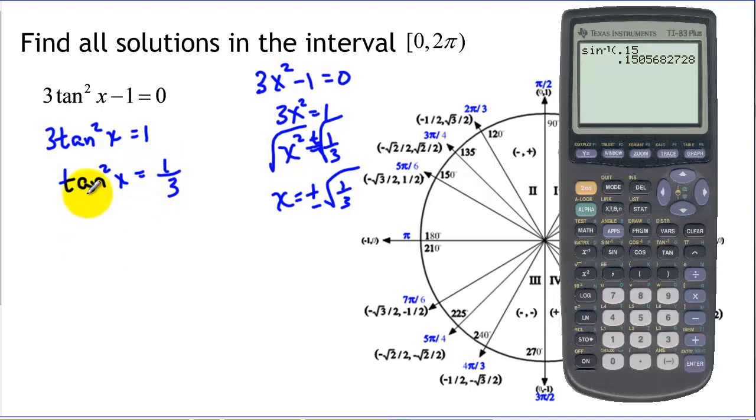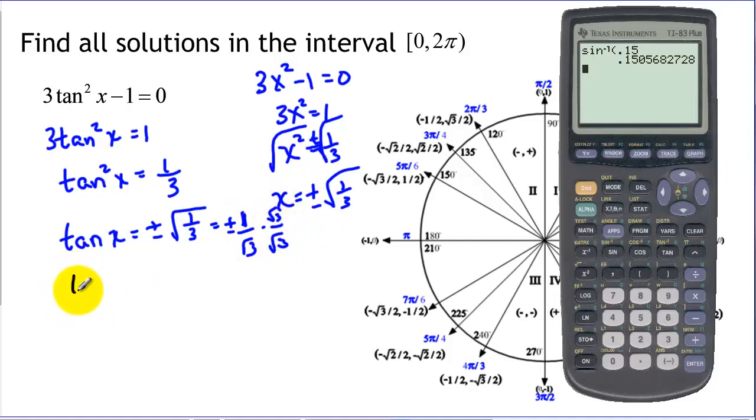We square root both sides, so when we square root tan squared, we get tan of x. And over here, remember, we've got to put our plus or minus square root of 1/3, which is plus or minus 1 over square root of 3. And we want to rationalize. So we need to solve the equation tan of x equals plus or minus square root of 3 over 3.